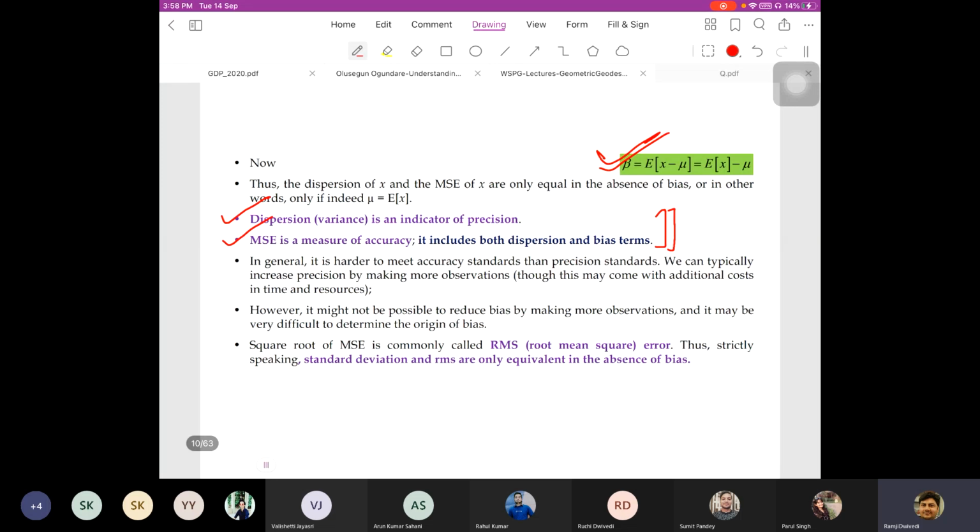We can typically increase precision by making more observations, or in other words, redundant observations. Increasing redundancy helps us in many ways, because it helps in detecting outliers, detecting biases, and a lot more. The moment your redundancy is improved, you have a lot more observations to deal with. Though this comes with additional cost in time and resources, because when you go into the field for data collection, you quickly want to come back to your office. You do not want to spend too much time.